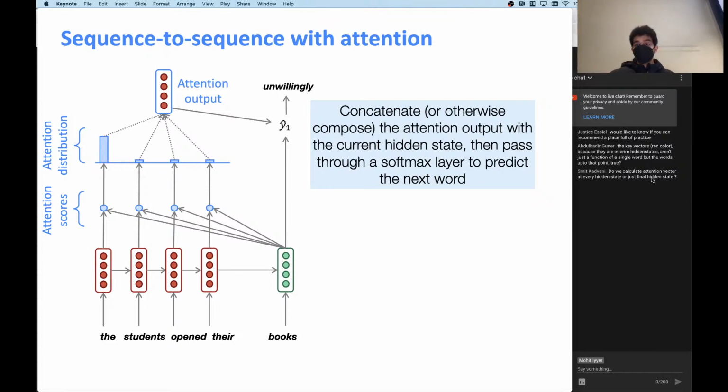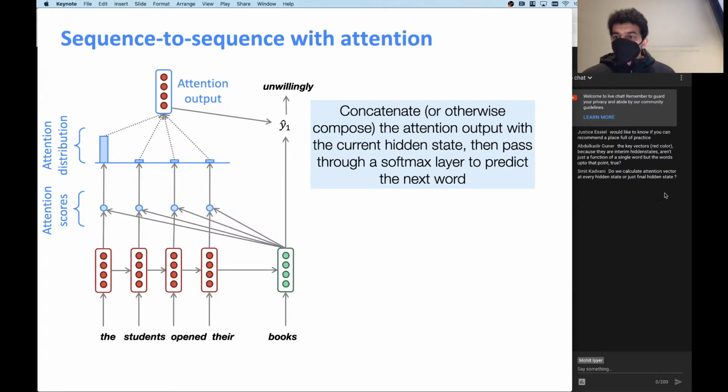All right, I see some YouTube comments. The key vectors, because they are interim hidden states, aren't just a function of a single word, but of the words up to that point. True? Yes, that's correct. In the remainder of this class, we will look at a case where the key vectors are not hidden states, but rather just functions of the word embedding.